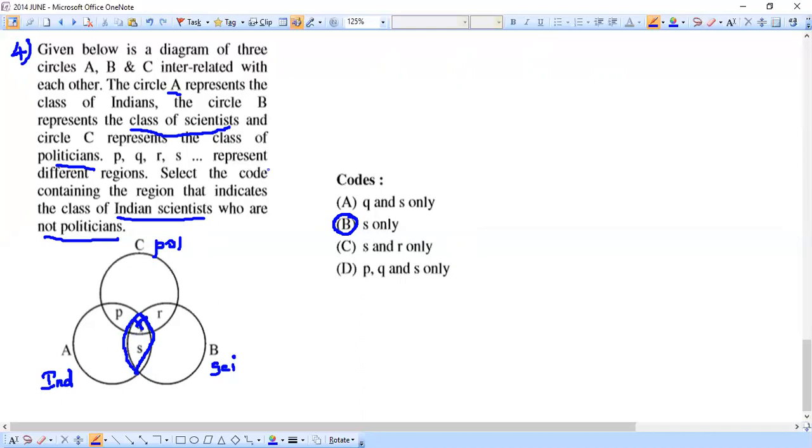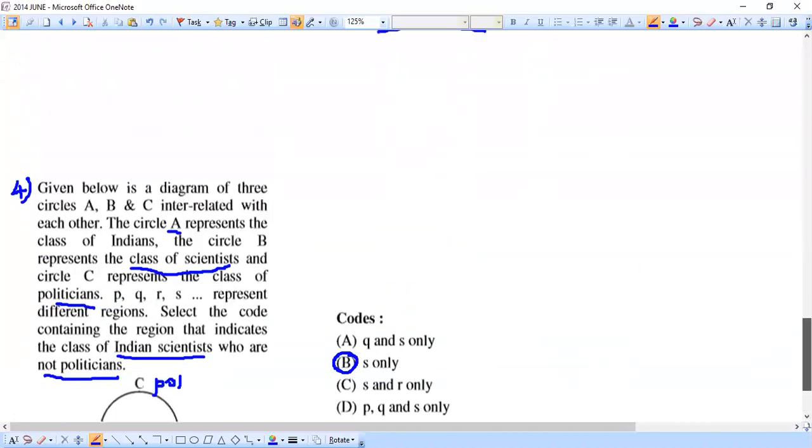Once we know the idea of Venn diagrams, we can easily solve these kinds of questions. That's nothing to do with any kind of calculation. No arithmetic operations need to be performed. Just logic, just a concentrated observation will help you to get the answer in an easy way, right?